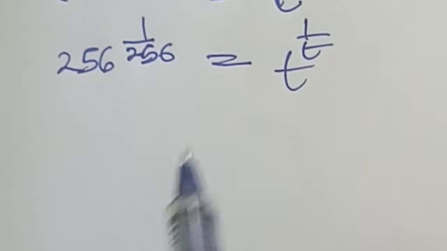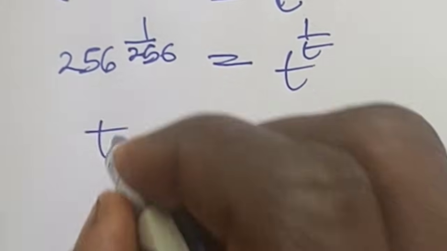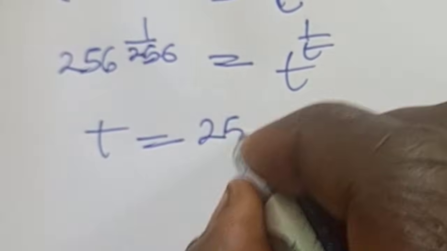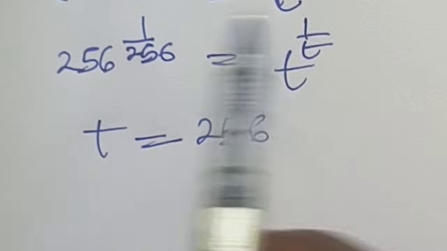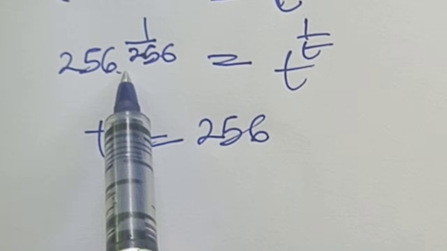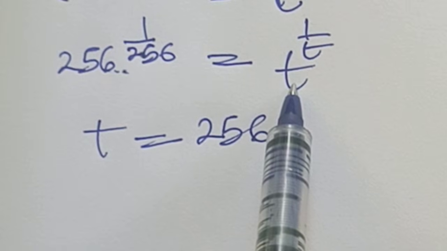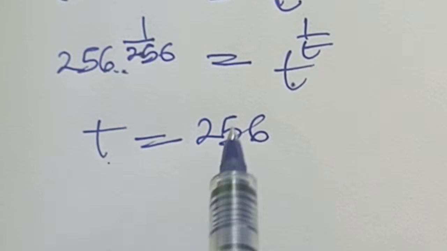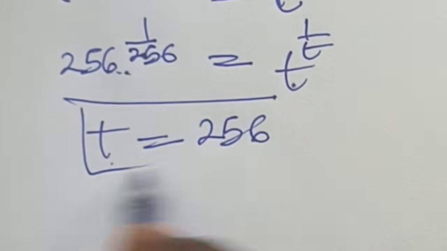So these are two comparable cases. That is, t is equal to 256, since the 256 on the left is in the same position as t, as a base. Therefore, t is equal to 256.